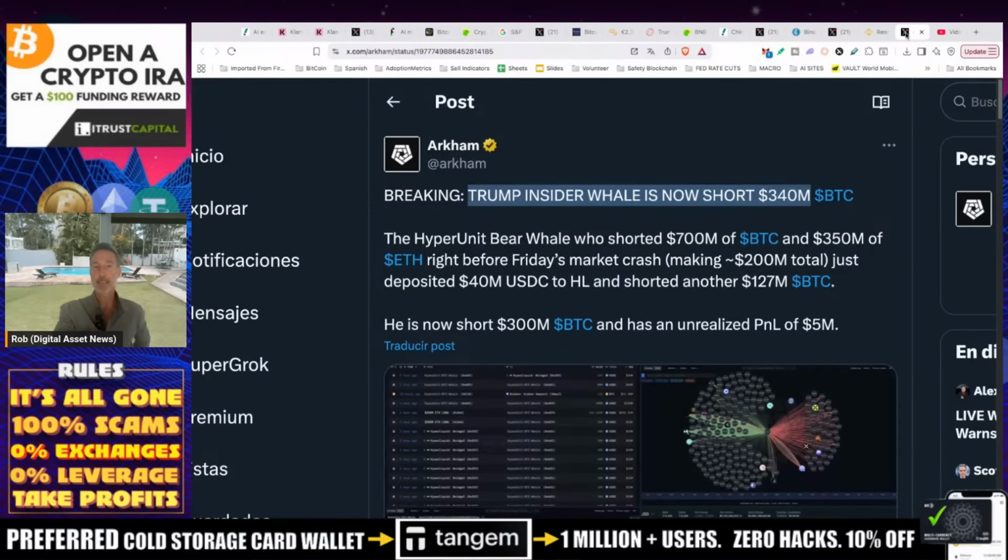And lastly, I know everybody's like, oh, that's great. It's a good story. Bull market's coming. Not so fast. This is from Arkham Intelligence. They do on-chain analysis. And looks like the Trump, as they label it, Trump insider whale is now shorting $340 million worth of Bitcoin. So this was the Hyperunit bear who shorted 700 million of Bitcoin and 350 million of ETH right before Friday's market crash, meaning somebody knew something, and this person did. And he is now taking out a massive new short of 340 million. So take that information as you see fit. I just give you the info and you play with it.